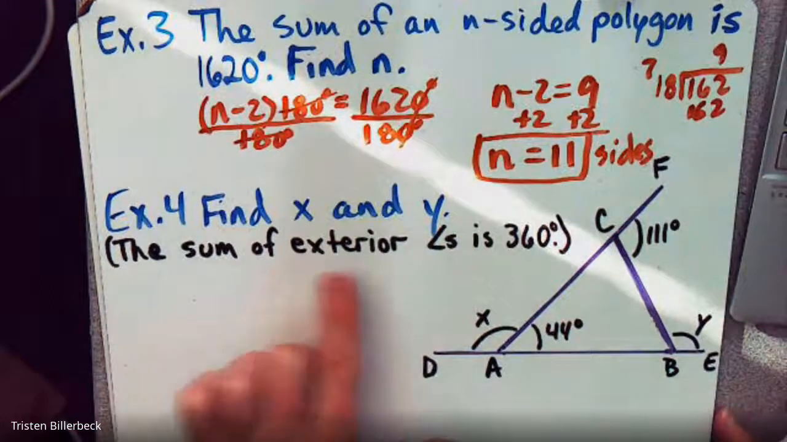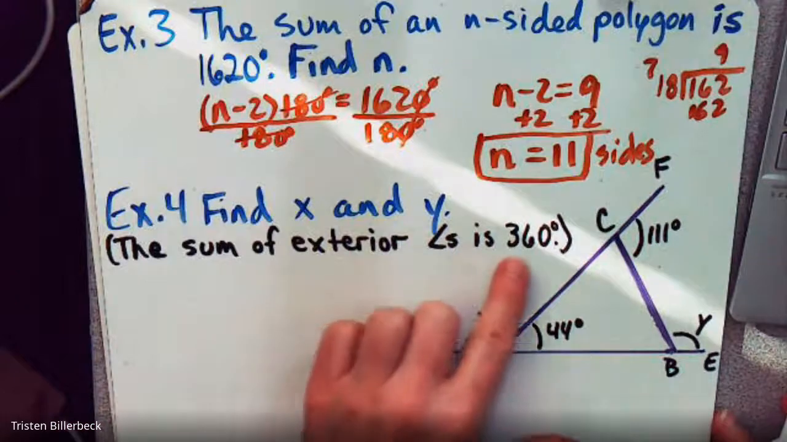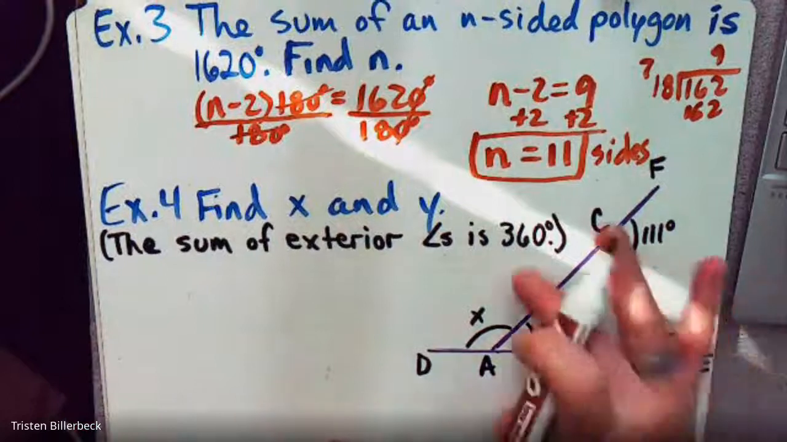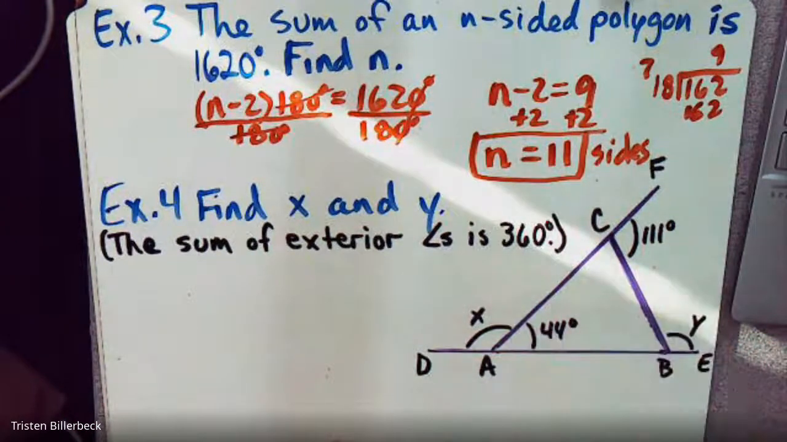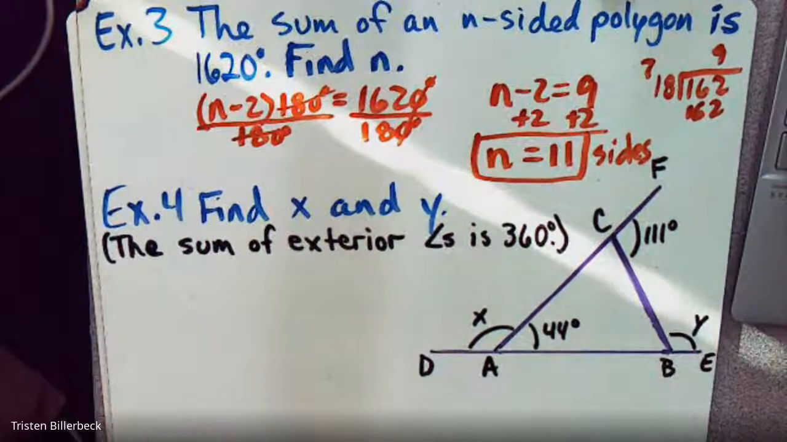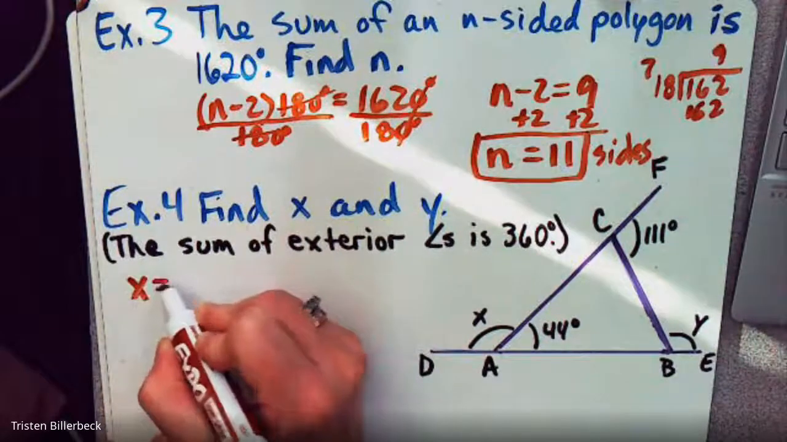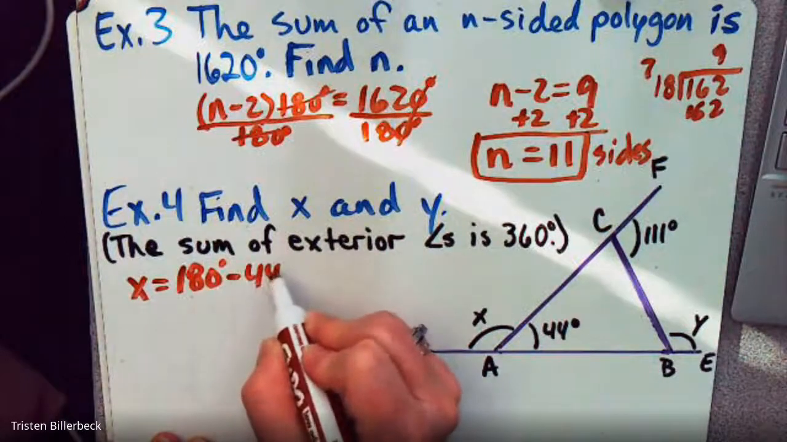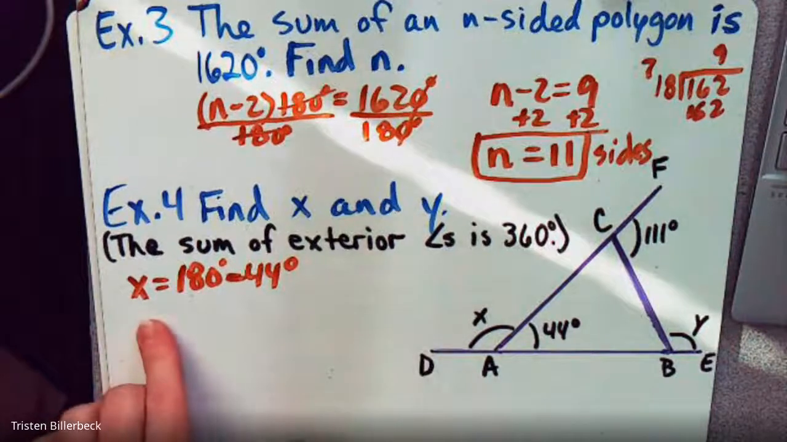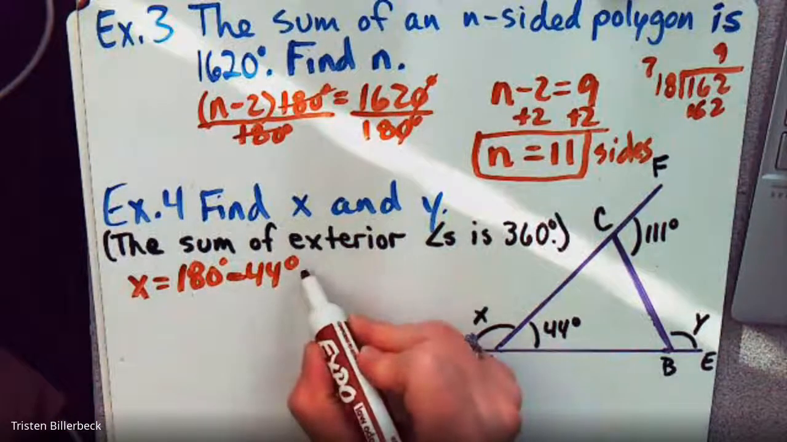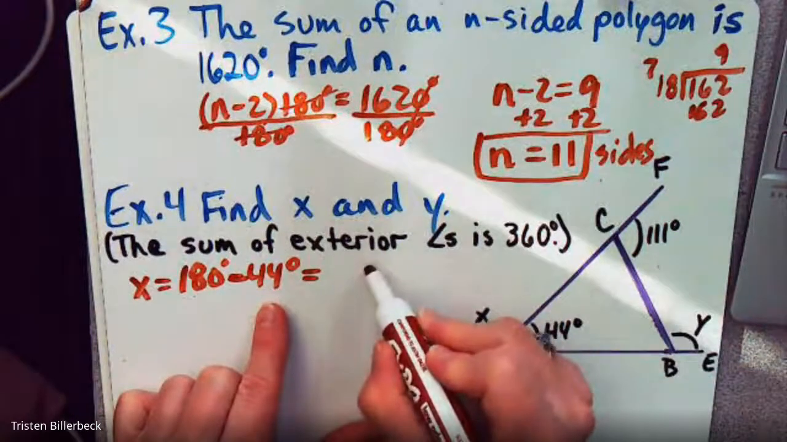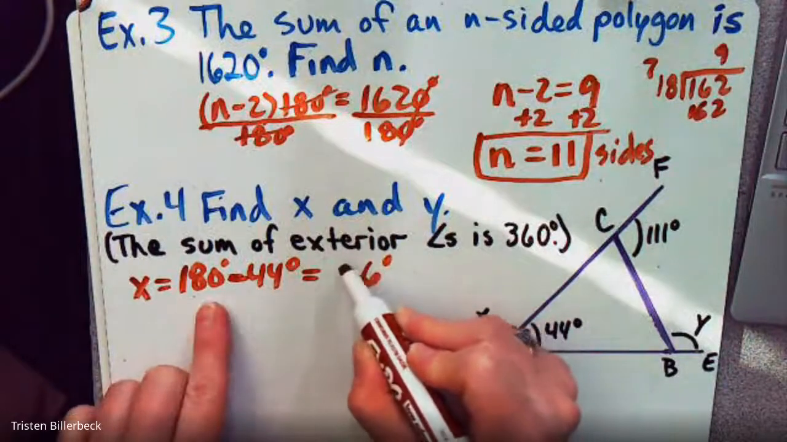All right, so x and y, the sum of the exterior angles is 360, so we have to remember that. If we're given this, we know x is a linear pair to 44. So we can find x very quickly. x equals 180 minus 44, because linear pairs are supplementary. They add up to 180. So that means that x would have to be less than 180, and that's 136 degrees.